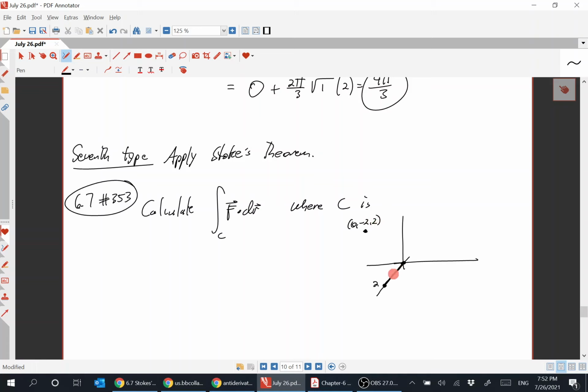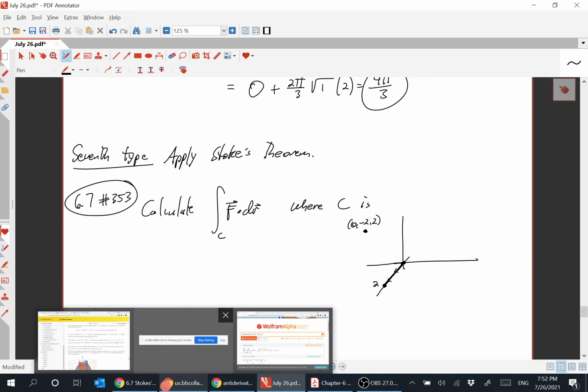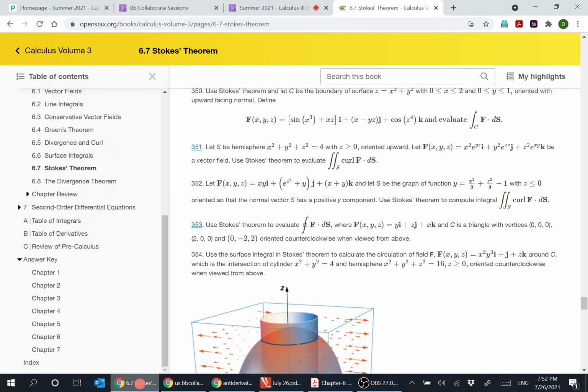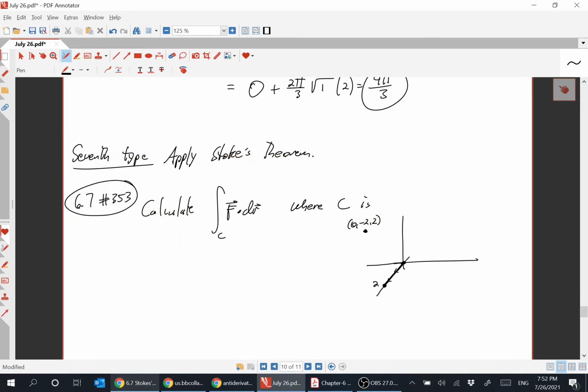So we're going from here, oriented counterclockwise when viewed from above. So when viewed from above, counterclockwise is that way. Okay, so that is C.